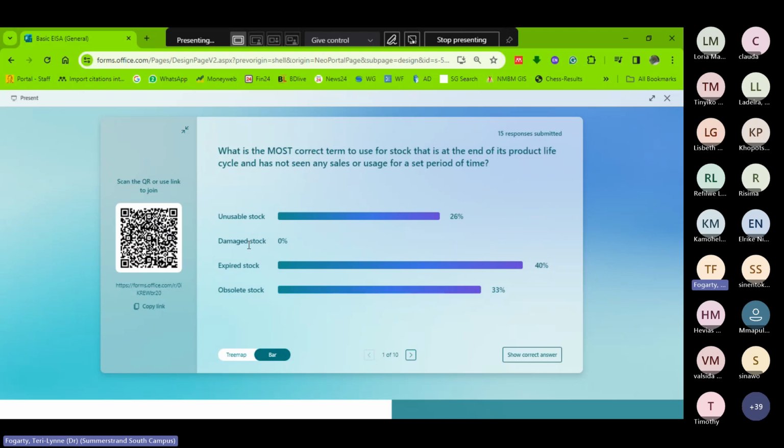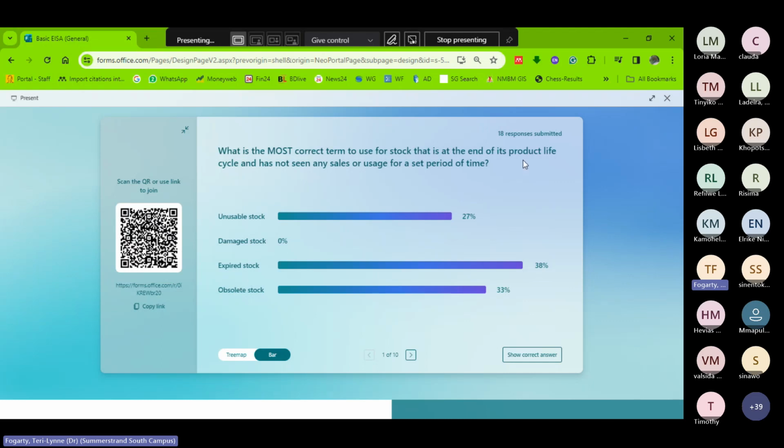Okay, so perhaps during a moderation session, maybe we would do away with unusable stock because it's causing too much ambiguity. Okay, so I don't want to say that unusable stock is incorrect. I would just say it's not the most correct answer. Okay, damaged stock, no one answered that. Good. Expired stock. It doesn't say the expiry date.